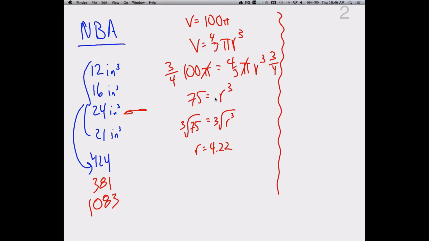Let's pick 24 and work backwards. 24 is equal to 4/3 pi r cubed. There's no pi to cancel, so what do I do first? Go ahead. Divide by 4/3 pi. Or you could just multiply both sides by 3. There's a lot of different ways you can do it.